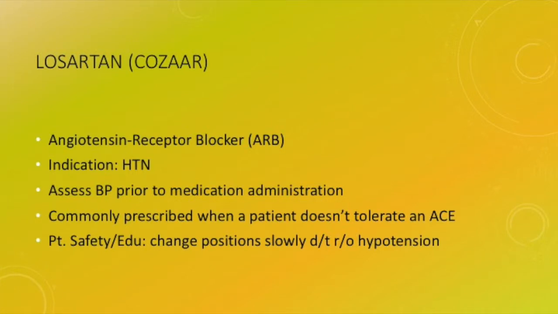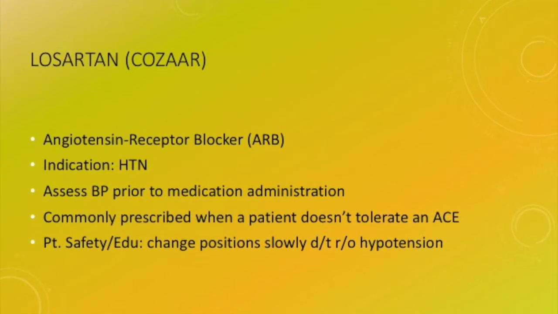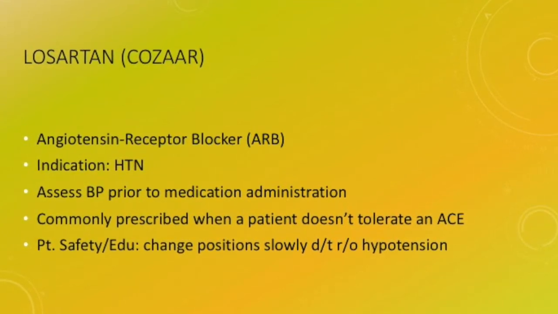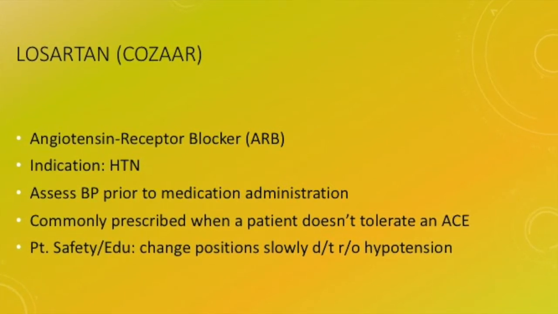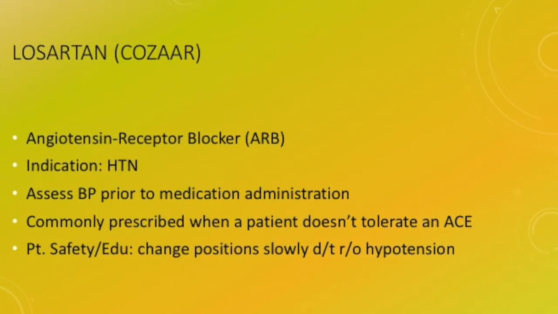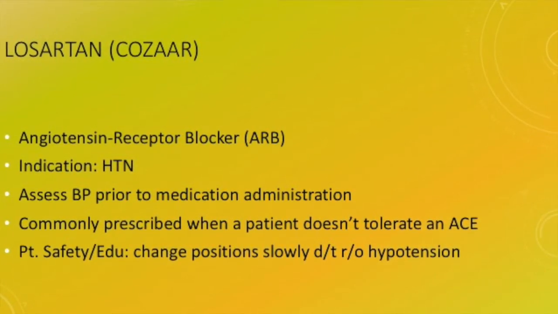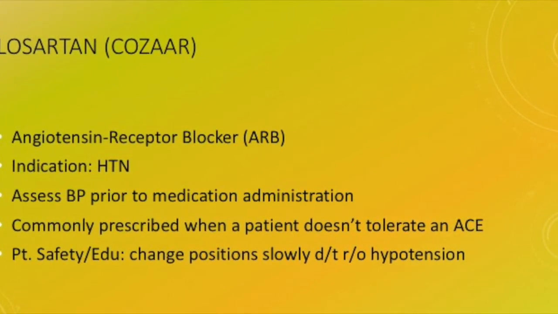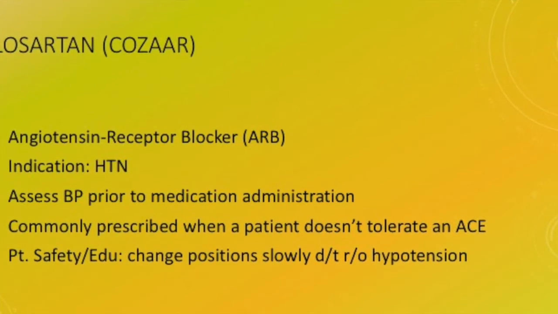So, losartan or Cozaar is an ARB drug, angiotensin receptor blocker. Indication is hypertension. We need to assess the blood pressure prior to medication administration. Why not the heart rate? Because ACEs and ARBs are only going to be affecting that blood pressure. Now, losartan is commonly prescribed if a patient does not tolerate an ACE inhibitor, and that's usually going to be because of that coughing. And then patient education, change positions slowly due to the risk of hypotension. Essentially, pretty much all of these is going to be that same thing.